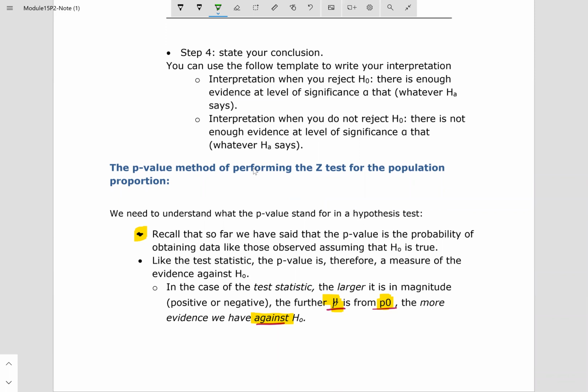This gives us like a sentence starter to do it. So if you are going to reject the null hypothesis, you would write it as: there is enough evidence at the level of significance, alpha, that whatever that hypothesis is. And if you are not going to reject your null hypothesis, there is not enough evidence at a level of significance that blah, blah, blah, whatever the second one says. It won't make as much sense until we actually do a couple from start to finish, okay?